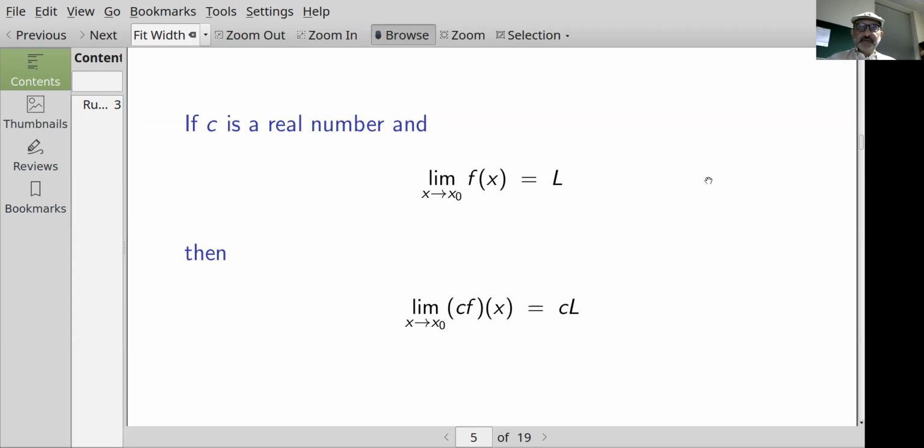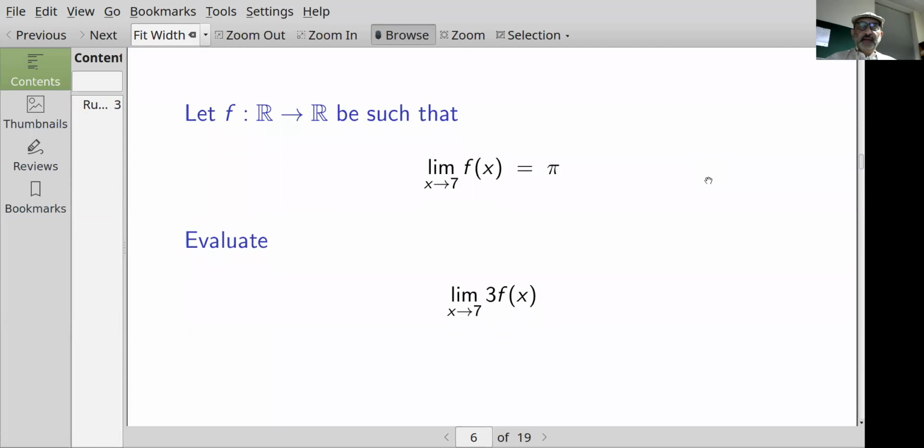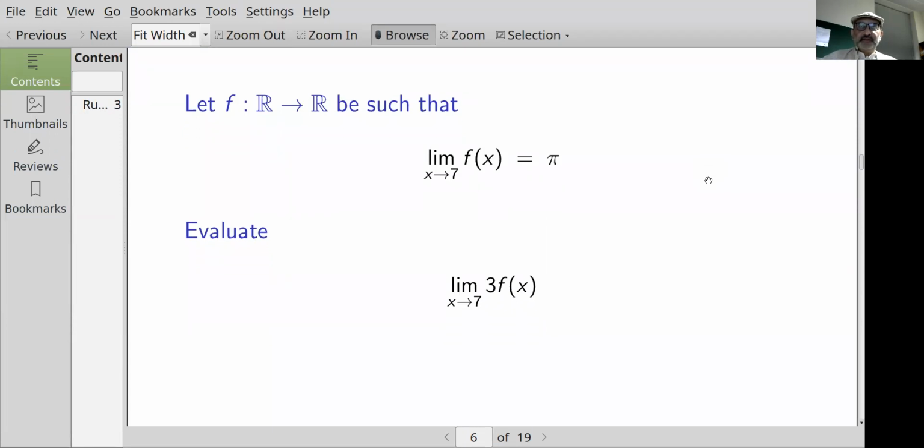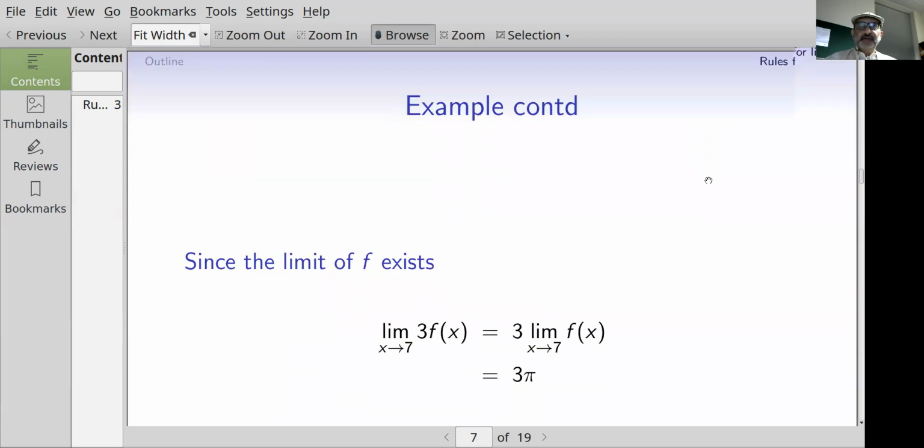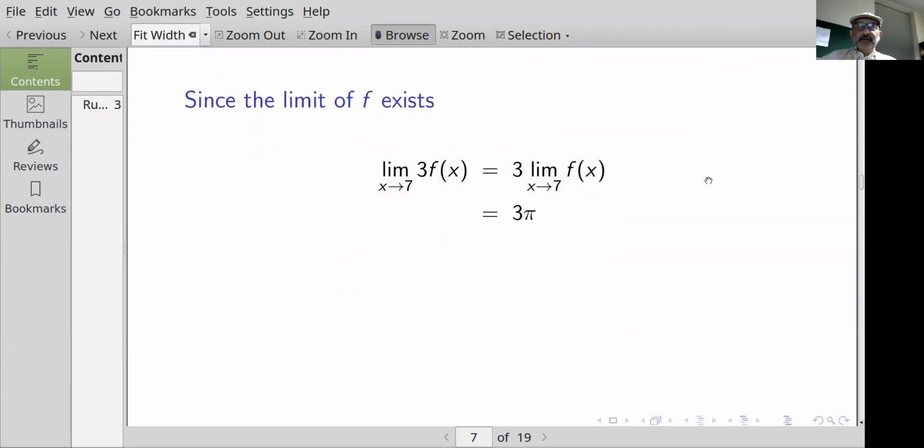So let's see an example of this. f sends reals to reals and is such that the limit as x goes to 7 of f(x) is equal to pi. Now, what is the limit as x goes to 7 of 3 times f(x)? Well, the rule says that we can calculate it like this. The limit as x goes to 7 of 3f(x), 3 is a constant multiple, so you're allowed to pull it outside of the limit sign. It's 3 times the limit as x goes to 7 of f(x). We said that limit was pi, so this is equal to 3 times pi.